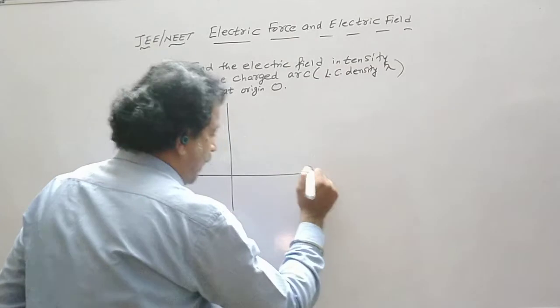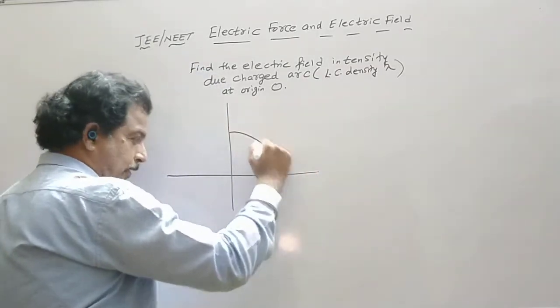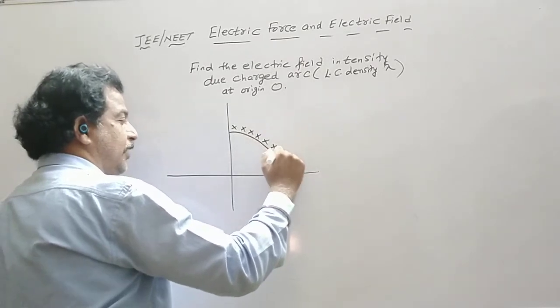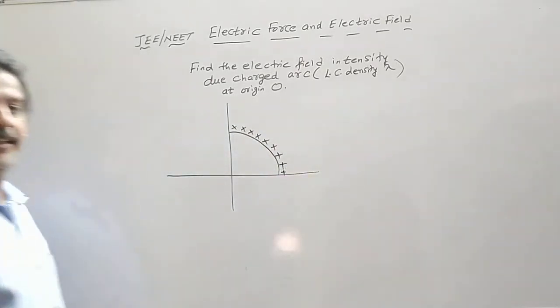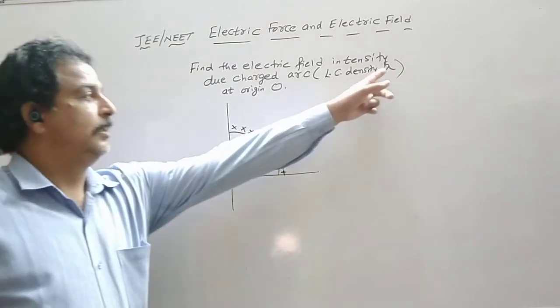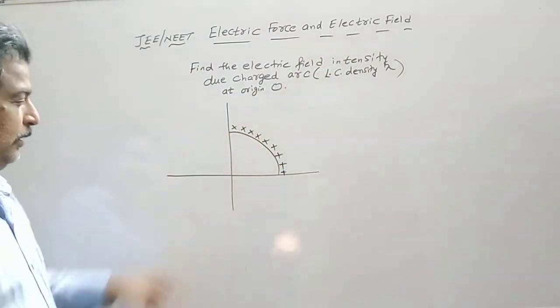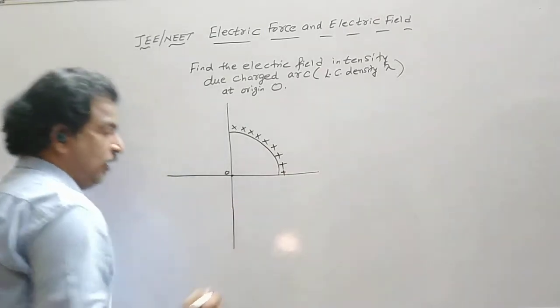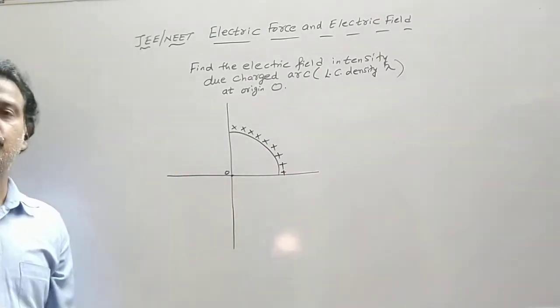Now a charged arc is given. So this is an arc. Let the linear charge density be lambda. So it is a wire. This is the origin. You have to find out the intensity at this point.